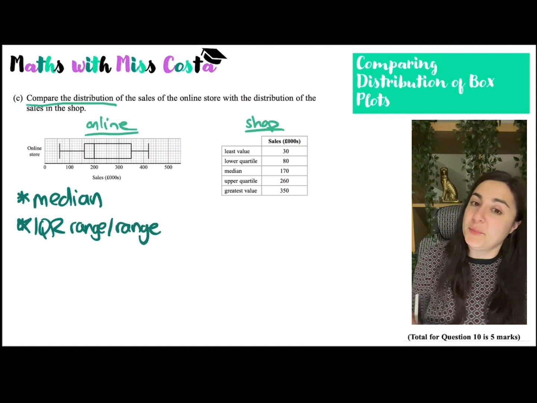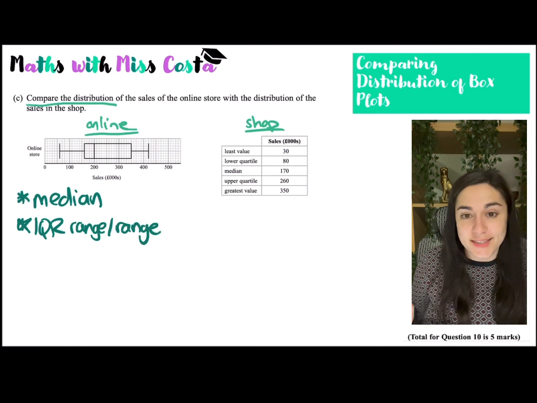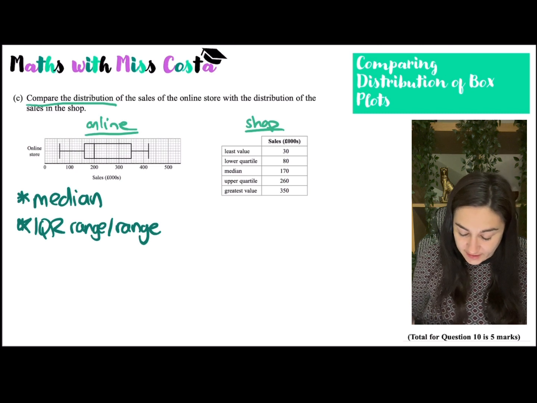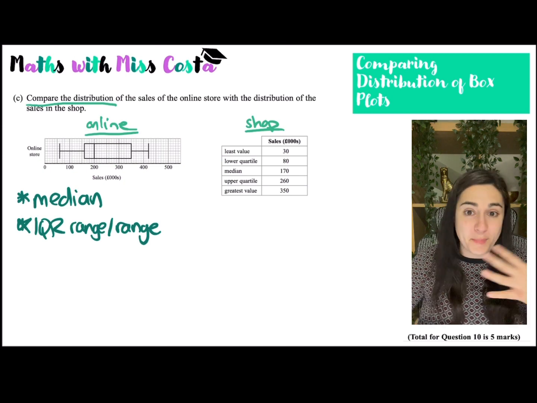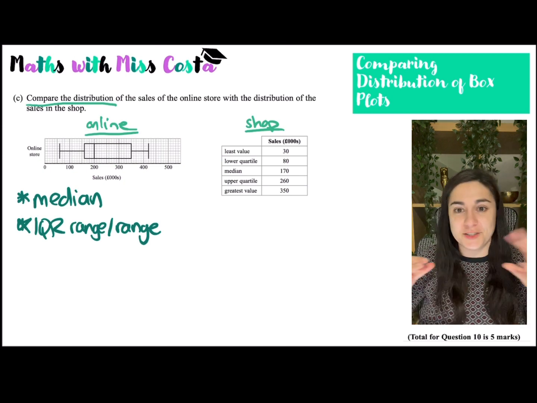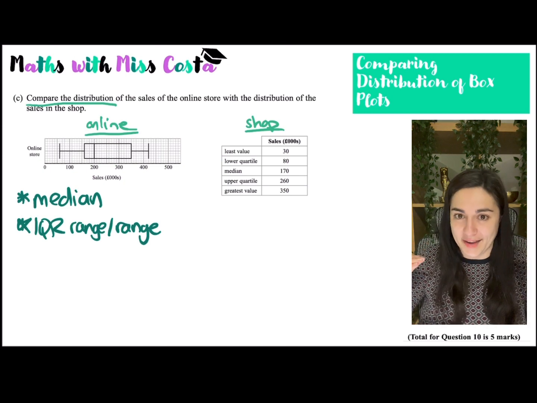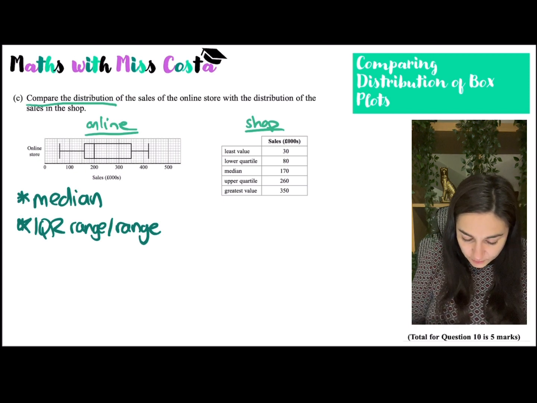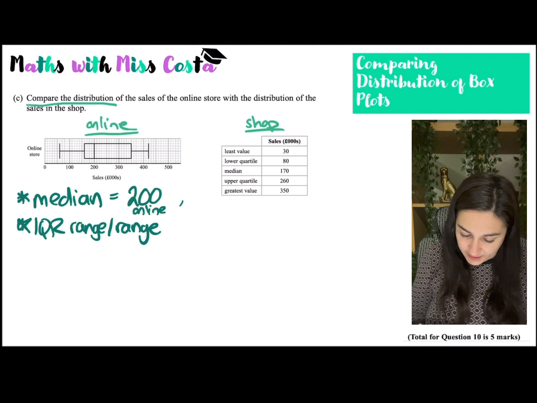So a lot of people seem to know this, but what they do is they just state the median. So they're like, the median of the online store is 200, the median of the shop is 170. That is not comparing, that is just stating. This question does not say state, it says compare. So first of all, we've got the median of the online store, which I just said is 200 for the online and 170 for the shop.